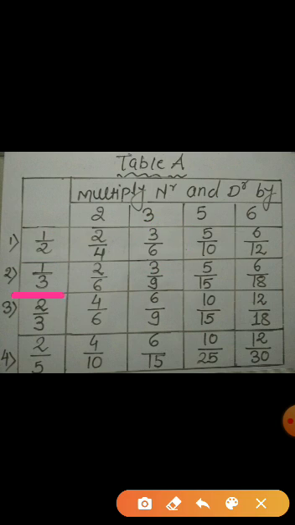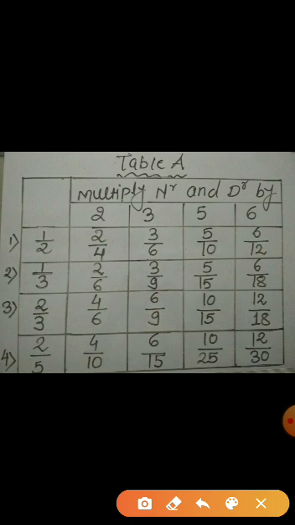The second fraction is 1 by 3. 1 into 3, 3 and 3 3s are 9. So the equivalent fraction is 3 by 9. Third fraction is 2 by 3. 2 3s are 6 and 3 3s are 9. So equivalent fraction is 6 by 9. The last fraction is 2 by 5. So after multiplying by 3 to the numerator as well as to the denominator, what we will get? 2 3s are 6 and 5 3s are 15. So 6 by 15 is the equivalent fraction.